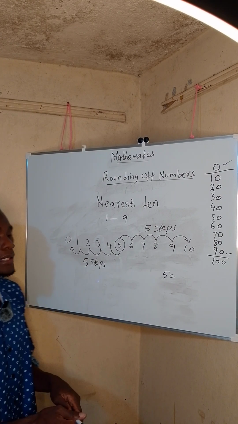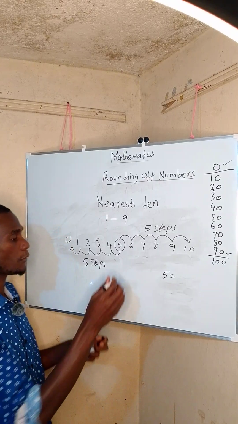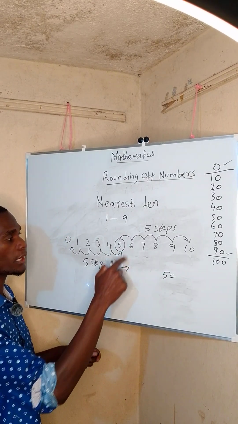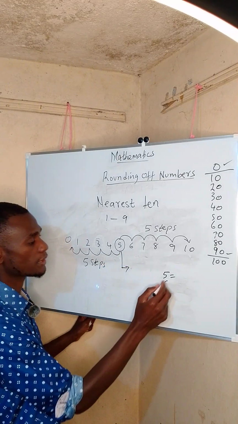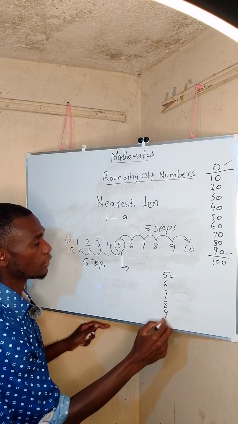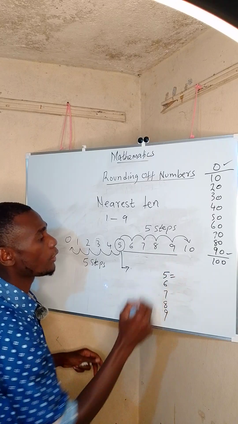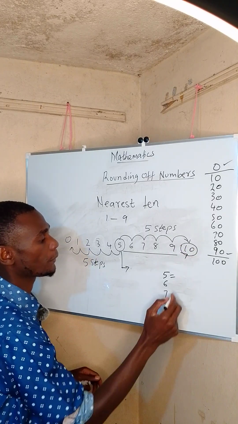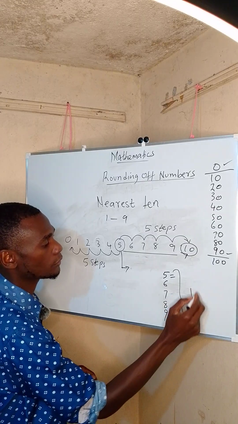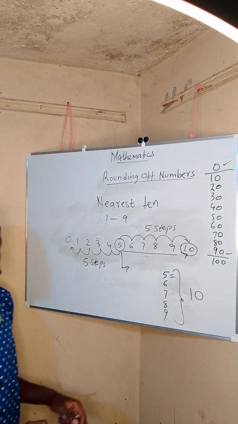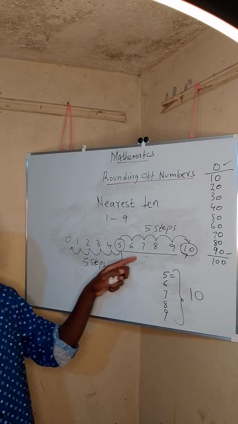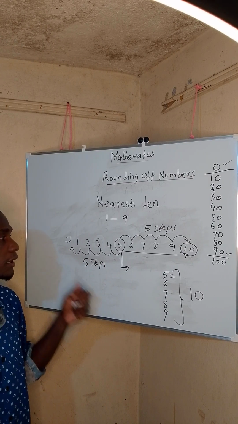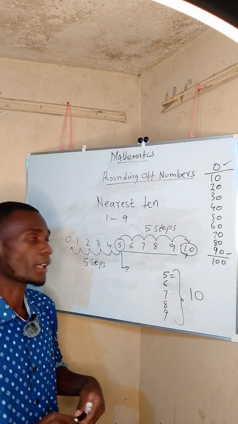So the rule is all the numbers from 5, be it 6, 7, 8, 9, all the numbers remaining here, when they are rounded off, they move towards this 10. When rounded off to the nearest 10, the answer becomes 10 because they are next to 10 than 0. I think that one is very clear up to that point.